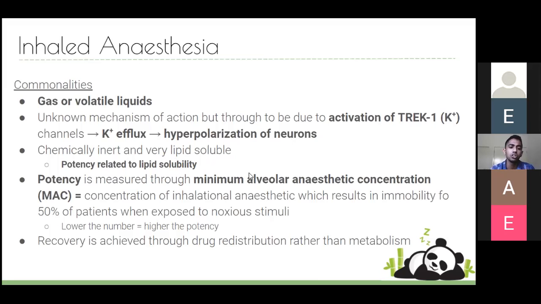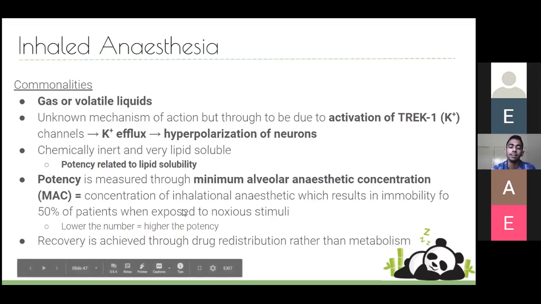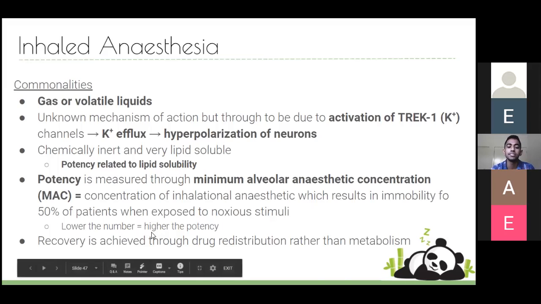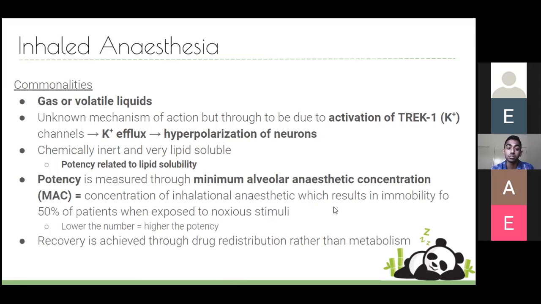Generally, they're very lipid soluble and very chemically inert, and their potency is related to their lipid solubility, which is really important. So how do we measure their potency? We measure it through their minimum alveolar anesthetic concentration. That's the concentration of anesthetic which results in immobility in 50% of patients when they're exposed to a noxious stimulus. So if the concentration needed to achieve that is lower, the potency of the drug is higher. And again, recovery is achieved through redistribution rather than metabolism by certain enzymes.